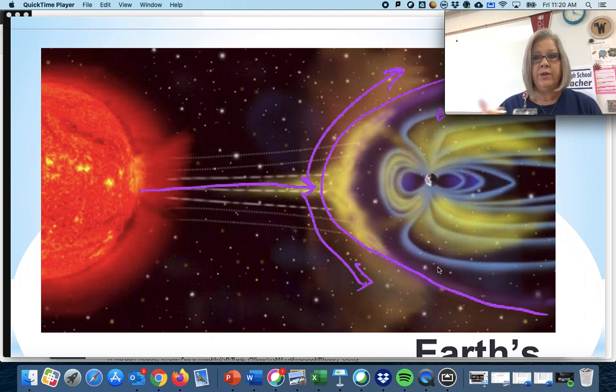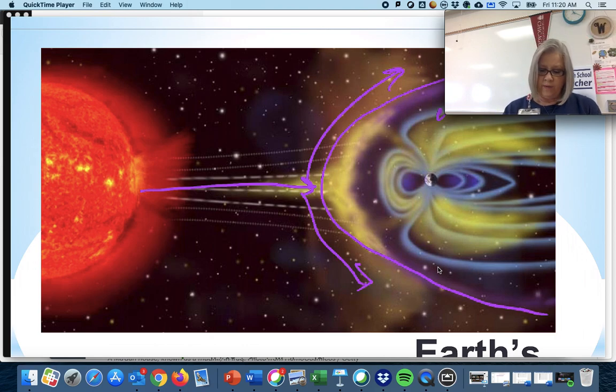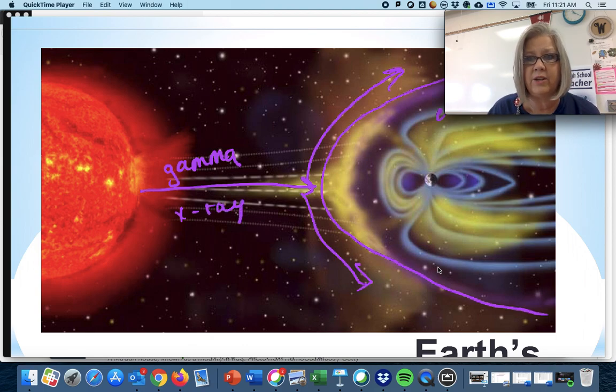Some of the radiation is actually absorbed. What we have is our gamma rays. Gamma doesn't get through at all. And then the other one is X-rays. Neither one of those, when you look at the electromagnetic spectrum, is able to get to Earth's surface because of the magnetosphere. I think it's super cool.